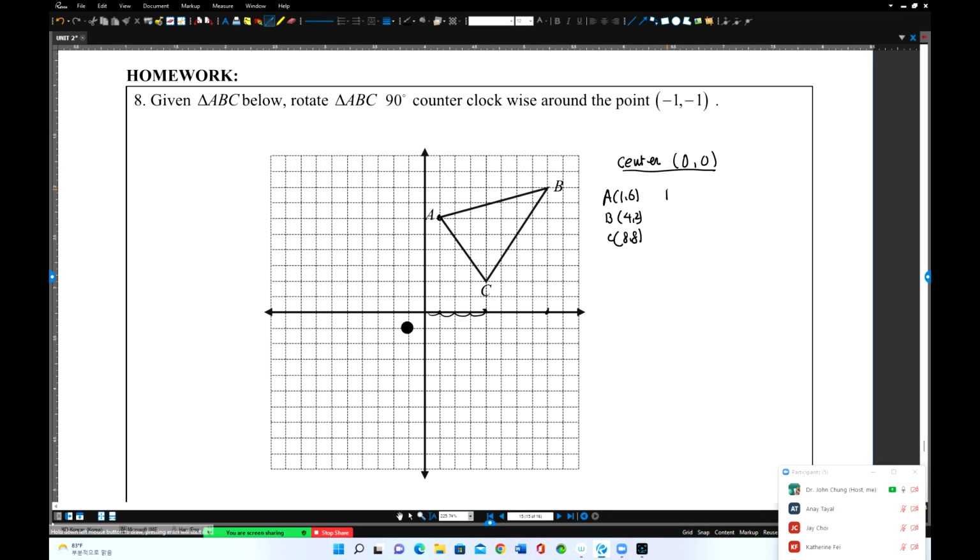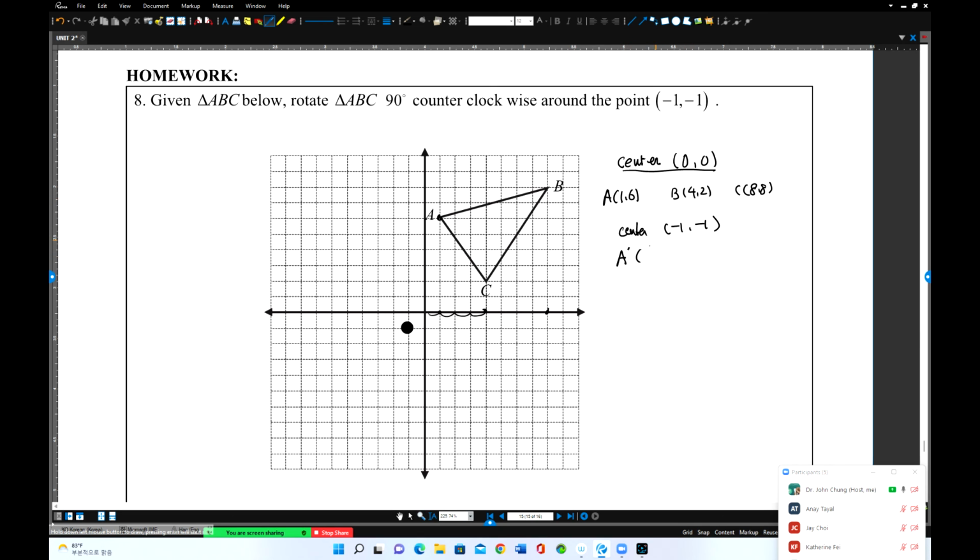I'm going to write down a bit. B is still 4 and 2. C is what? 8 and 8. But we're going to move the center to negative 1, negative 1. When you move the center to negative 1, negative 1, this also moves, right? So 0 plus negative 1, 0 plus negative 1. So we take all of these minus negative 1. So the new one over here, what is that?